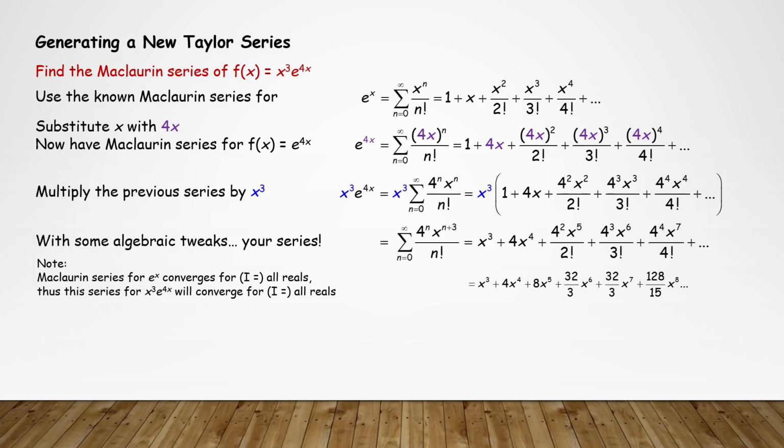We even could go on and say that we know our interval of convergence, because since the Maclaurin series for e to the x converges for all reals, so will x cubed times e to the 4x also converge for all reals.